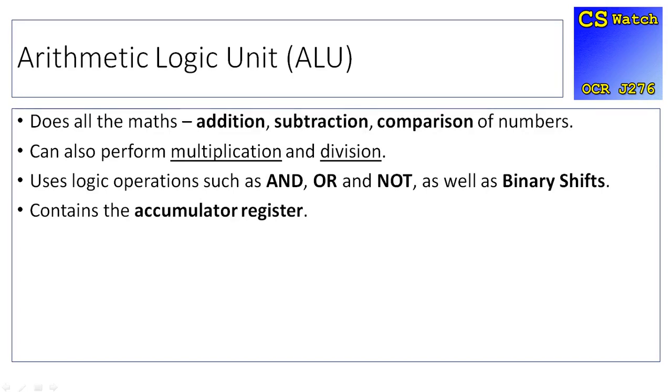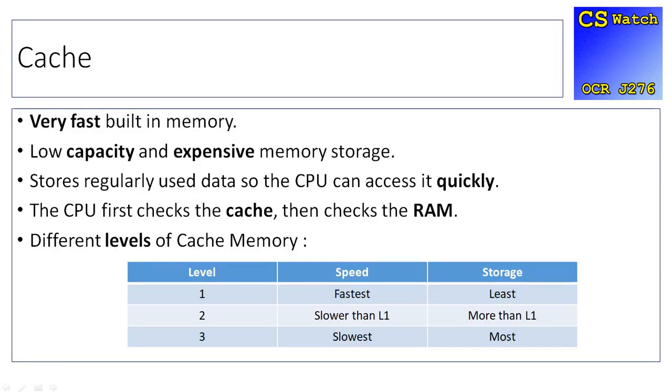The ALU, or Arithmetic Logic Unit, as you can probably tell, it can do all the math. So it does addition, subtraction. It can also do multiplication and division using multiple addition, multiple subtraction. It uses logic operators AND, OR, NOT, which you can see more in a later video, and also binary shifts, which we'll see in a much later video. I'll try and get some links down here below for doing logic operations. And it also contains the accumulator register as well, but you'll see that in the very next video.